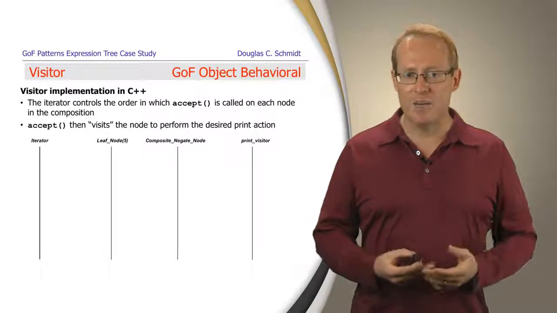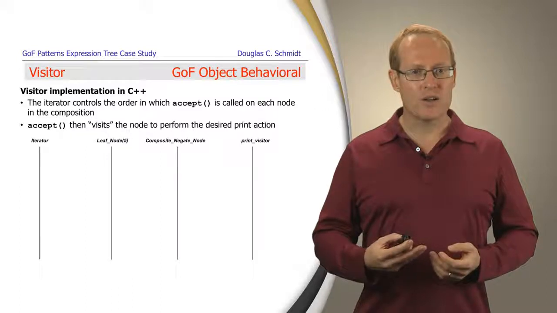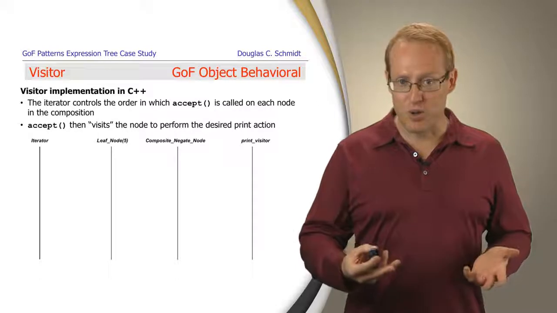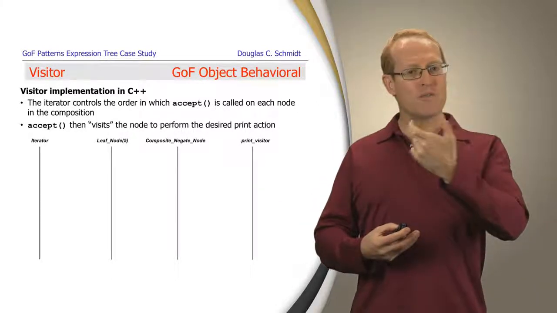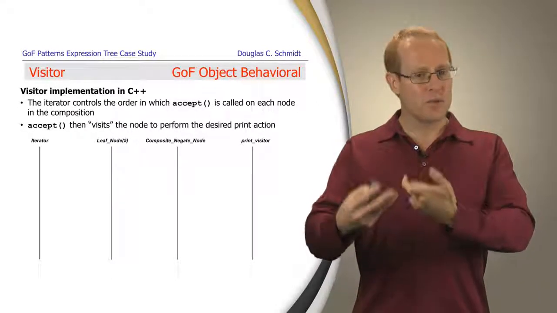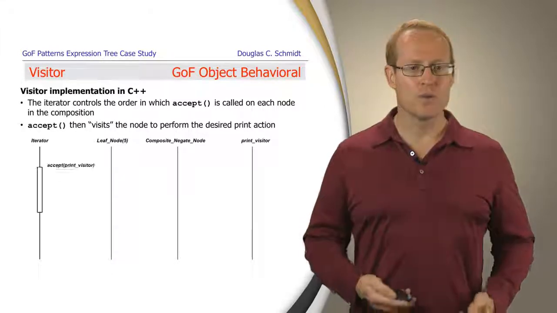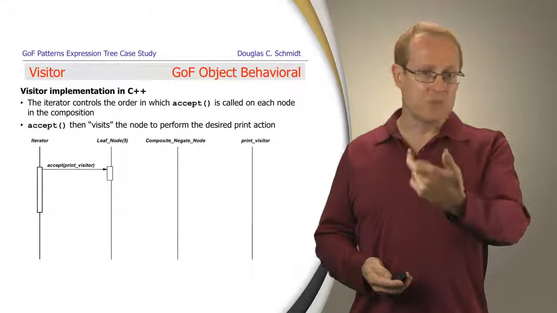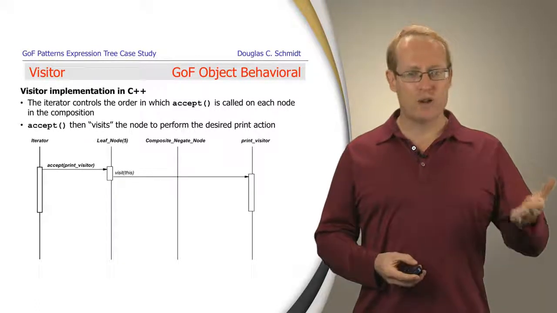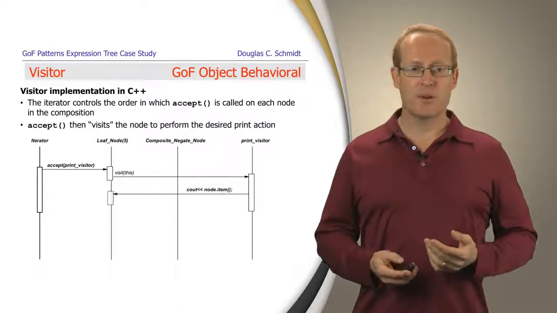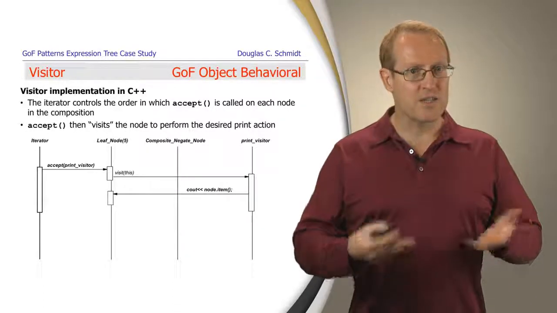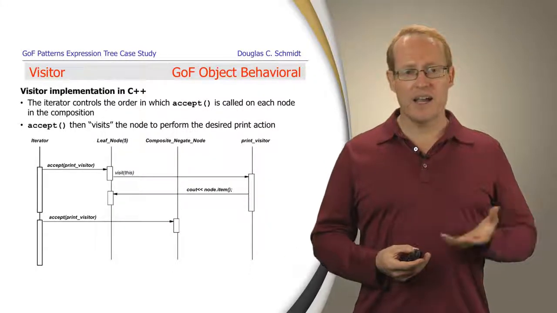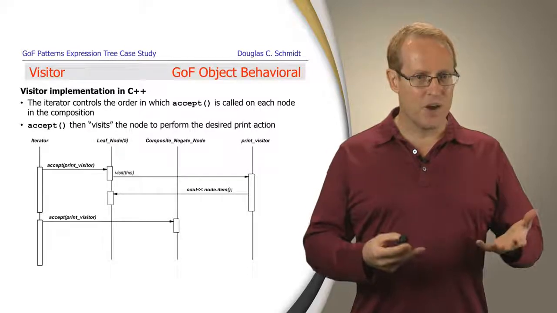Here's a sequence diagram that illustrates how this works. The iterator controls the order in which accept is called. In our case, it all depends on the traversal order of the tree. And as accept visits each of the nodes, they then perform the desired action to print that node. So the iterator starts out by saying, please accept this print visitor on the leaf node, for example, and that turns around and calls to the print visitor, and the print visitor turns around and prints the value at that leaf node.